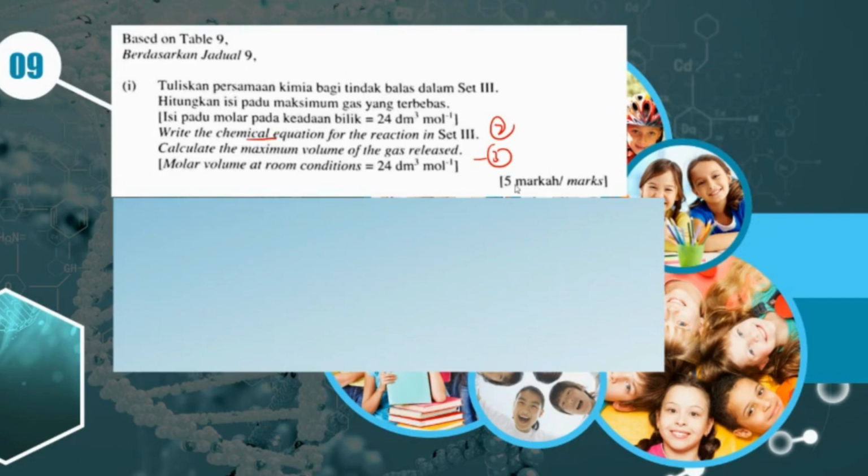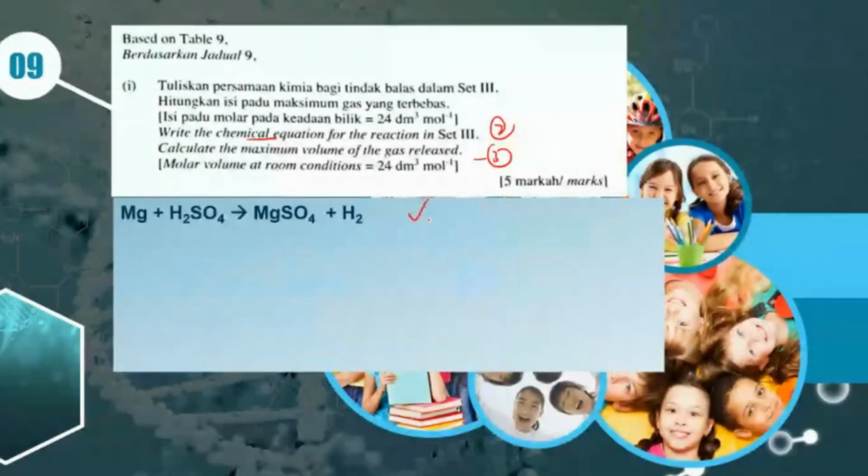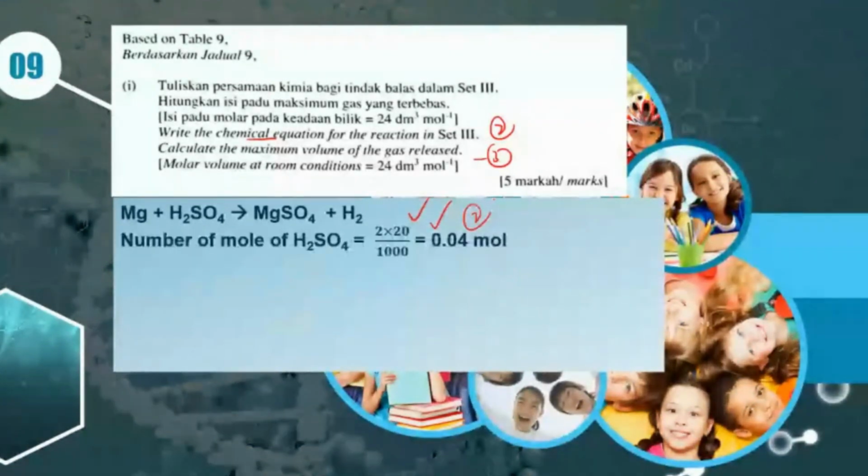Okay, class. Now we check together. First, write the chemical equation. Just now I showed you already. Magnesium with sulfuric acid produces magnesium sulfate and hydrogen gas. So this one is 2 marks. Next, we can calculate the number of moles for sulfuric acid, MV over 1000. So 0.04 mole.